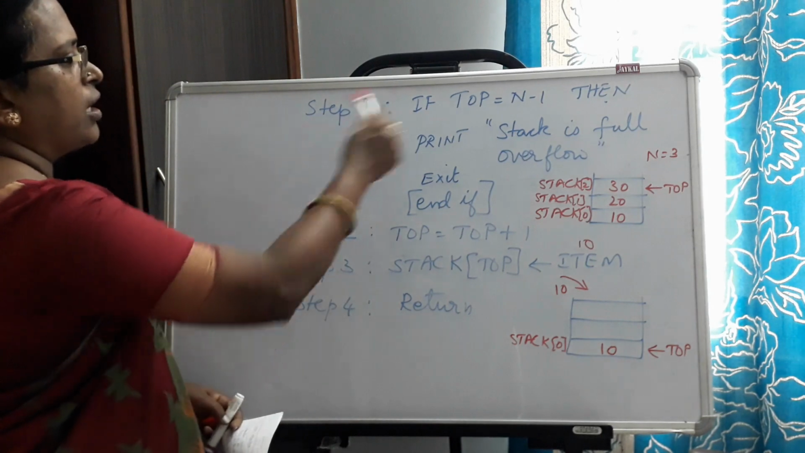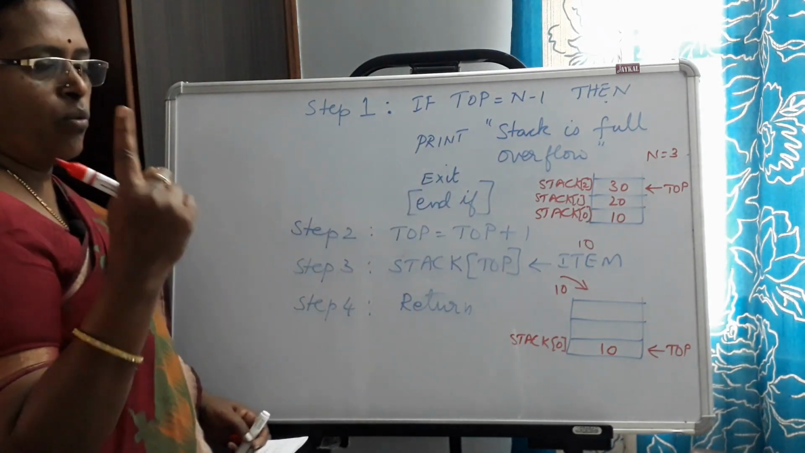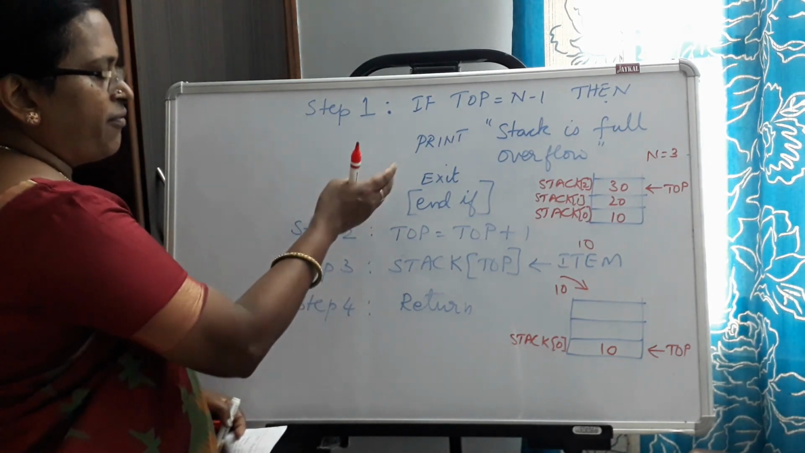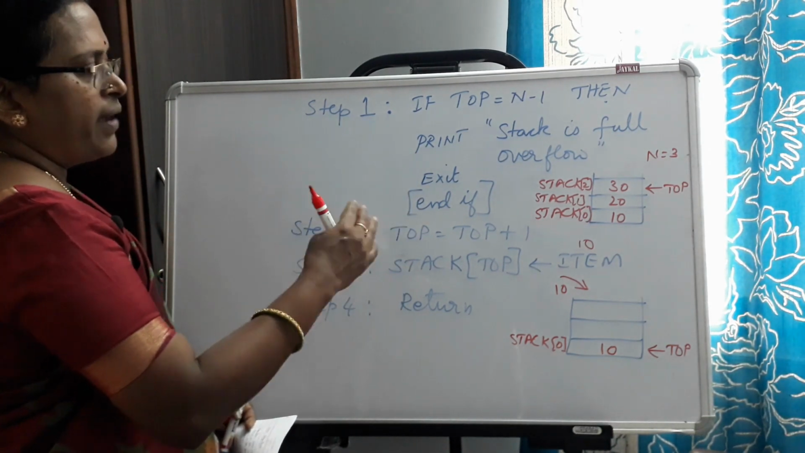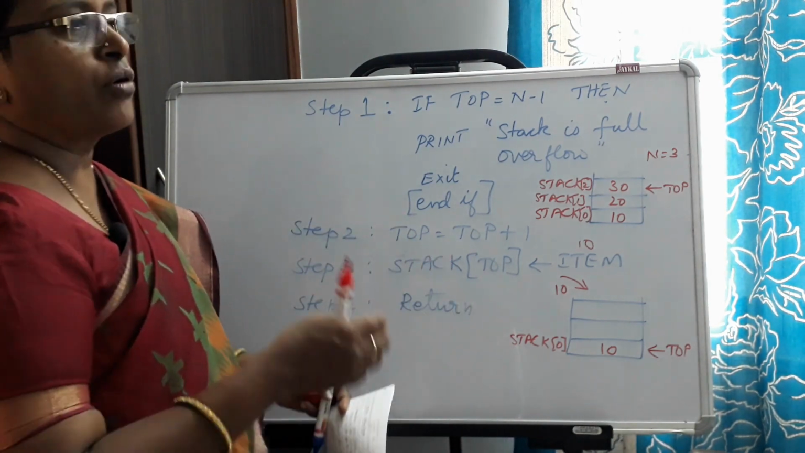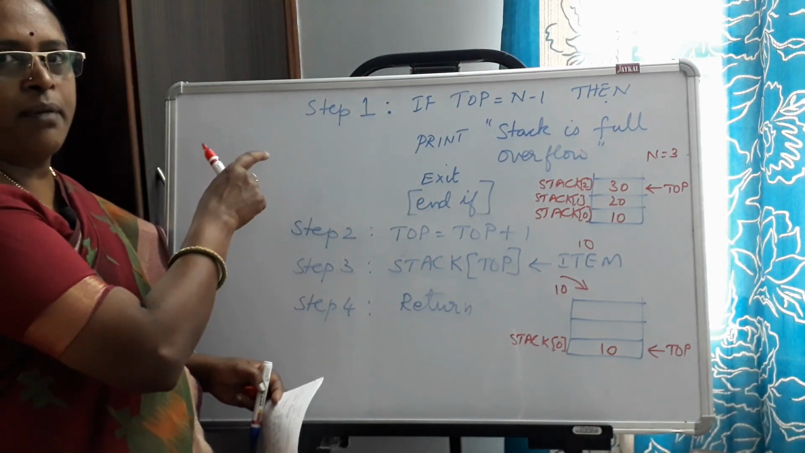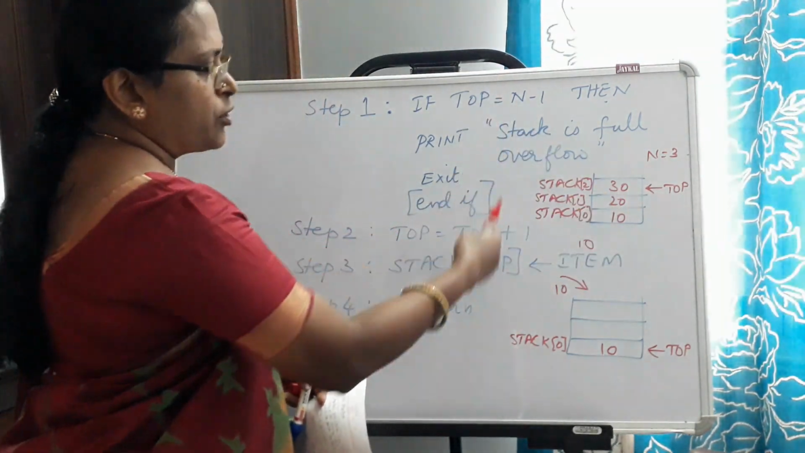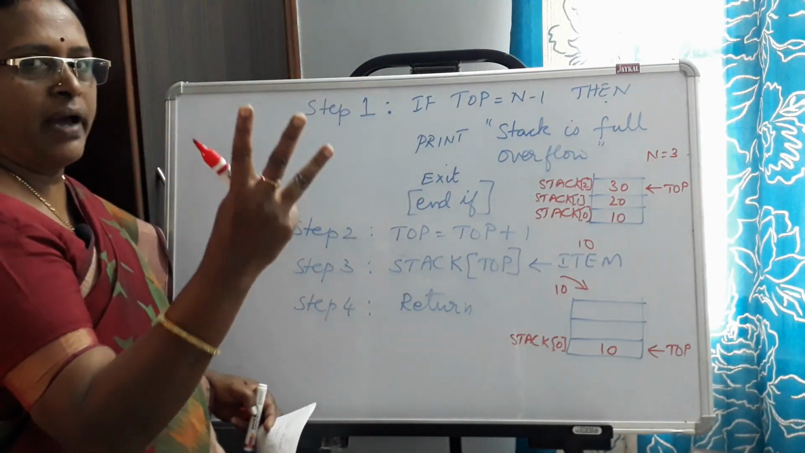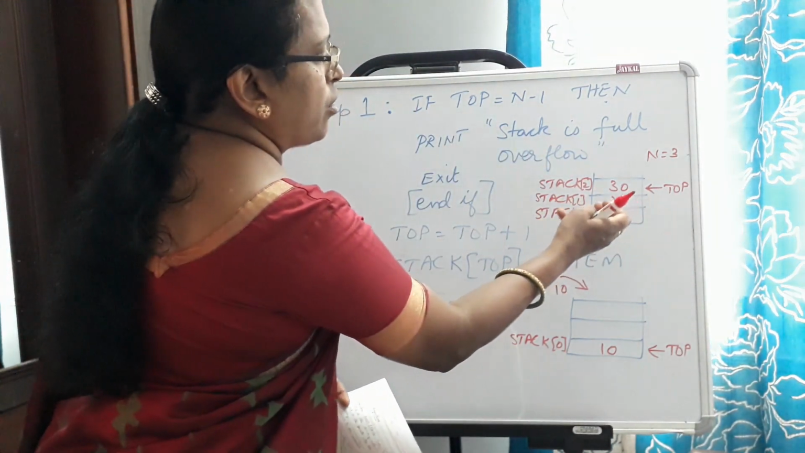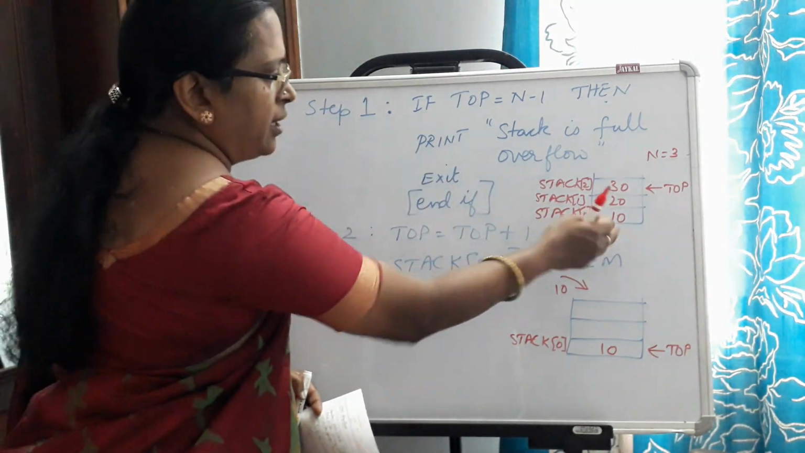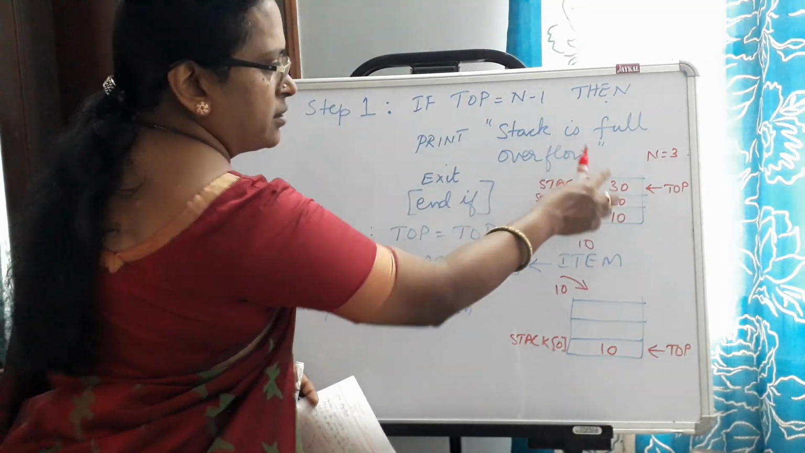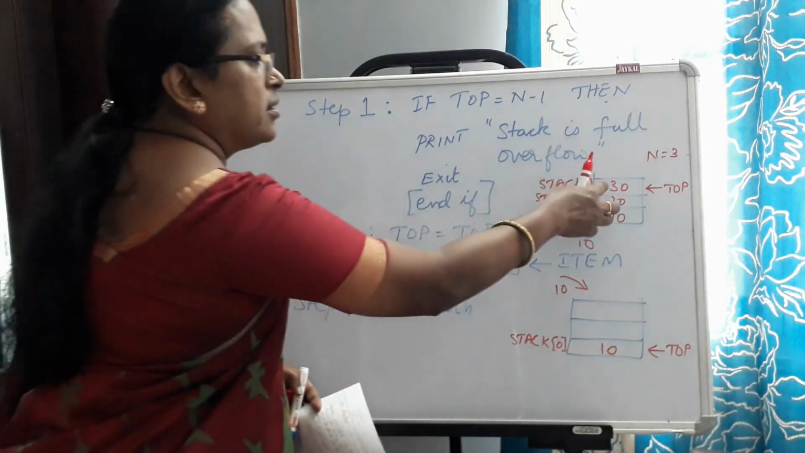Next, this algorithm is used only for inserting one element into the stack. It is a procedure or a function. So as and when you want to insert a new element into it, you call this function from the main program. You will be calling this procedure 3 times with different values. First you call the same function with 10, then with 20, and then with 30.